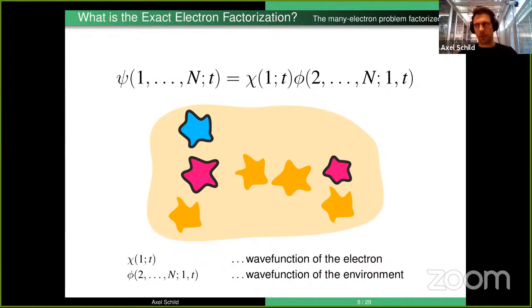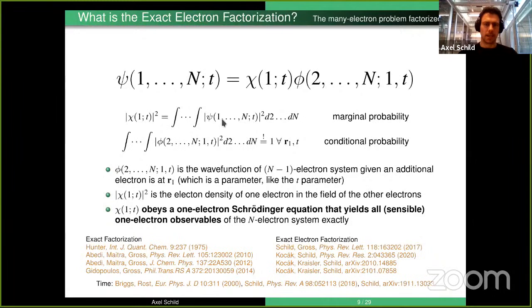Now, mathematically, we are doing this by this well-known way of writing a joint probability density as a product of a marginal and a conditional probability density. So what we're saying is we have this product. The many electron wave function is this one electron wave function times this n-1 electron wave function. And we're now requiring the absolute square of the one electron wave function to be the exact one electron density. So we're integrating over all but the coordinates of one electron. This means the square is the exact one electron density.